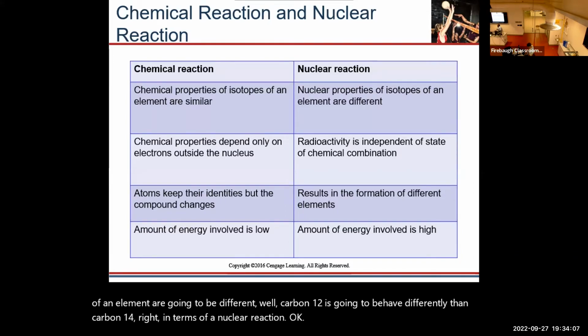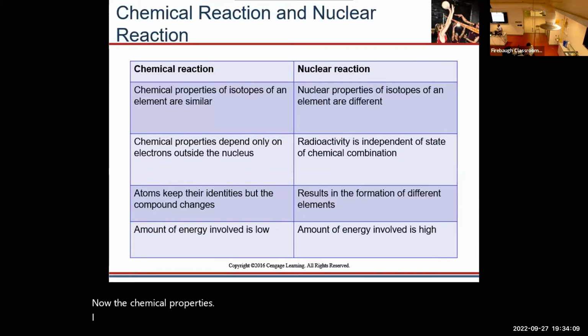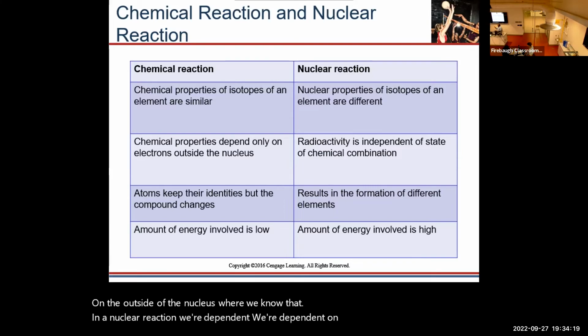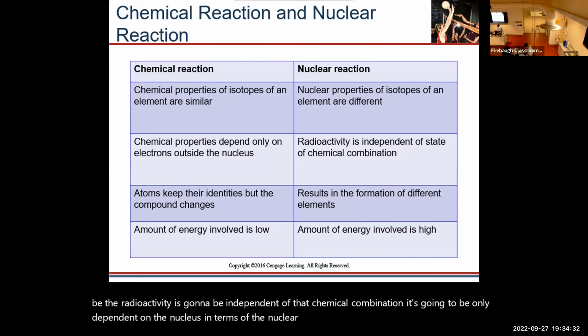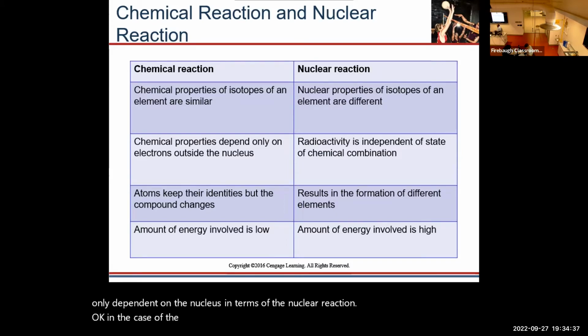Now, chemical properties are dependent on the electrons on the outside, whereas in a nuclear reaction, we're dependent on the nucleus. So the radioactivity is independent of the chemical combination. It's only dependent on the nucleus. In the case of a chemical reaction, atoms keep their identity, but they're able to change the compound that they're in.